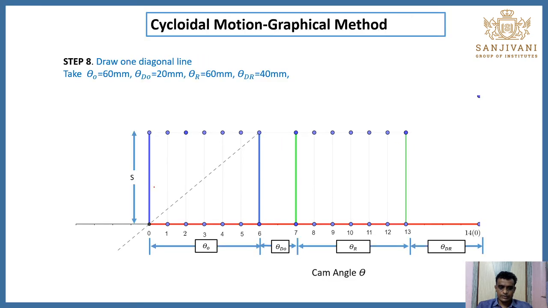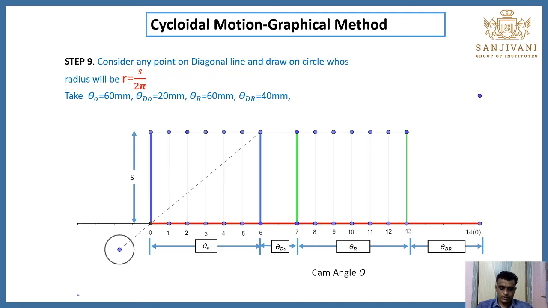Now in this case you have to draw one diagonal line through this theta O. This is the start point and this is one rectangle that you will find, and through this point you have to draw the diagonal. On that diagonal we have to consider any one point. On that you have to draw one circle, and the radius of that circle is R equal to S upon 2 pi. The stroke length will be given to you, and we will find out this radius.